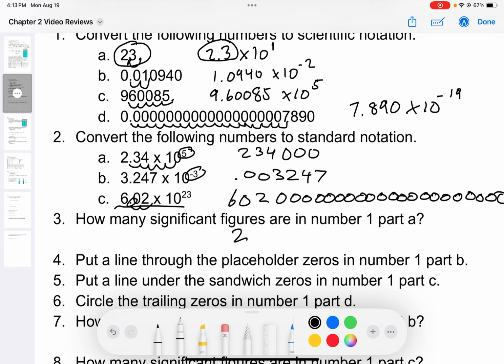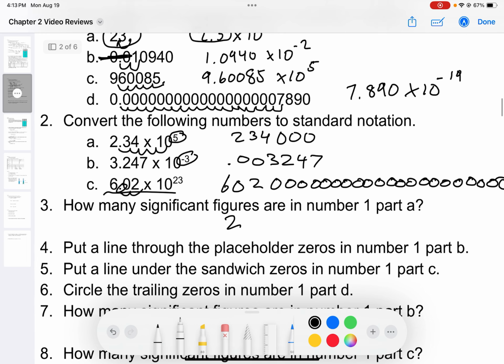Number 4 says put a line through the placeholder zeros in number 1 part B. So placeholder zeros are the zeros that come first. They're the ones at the front. So if you need a definition of placeholder zero, those are the ones in the front. Those are these right here. So I should be putting a line through those first 2 zeros. Those are placeholder zeros. So I've done that.